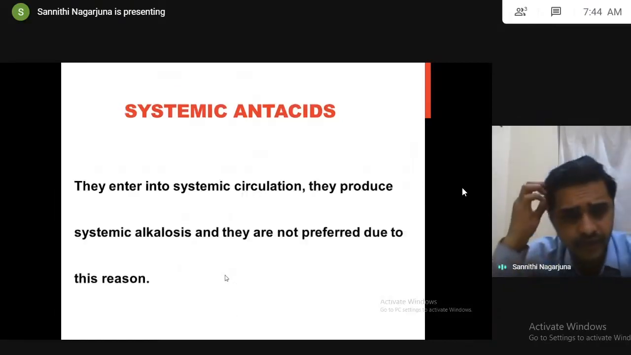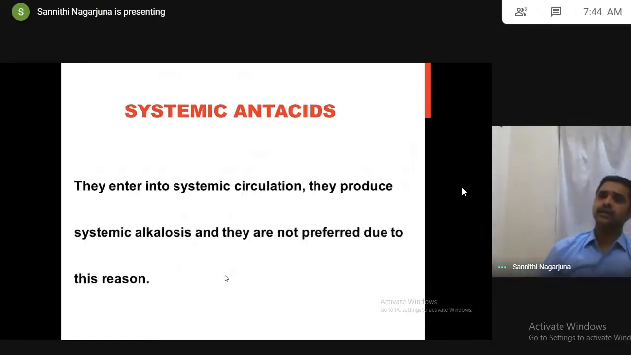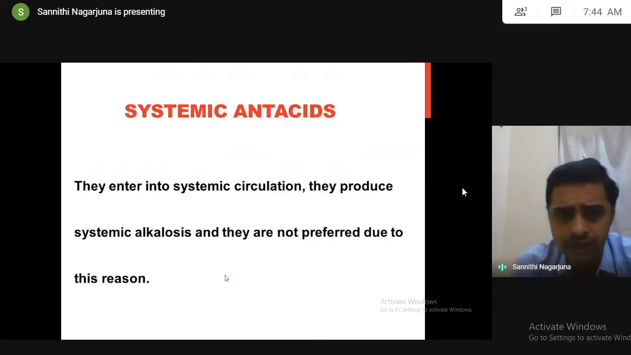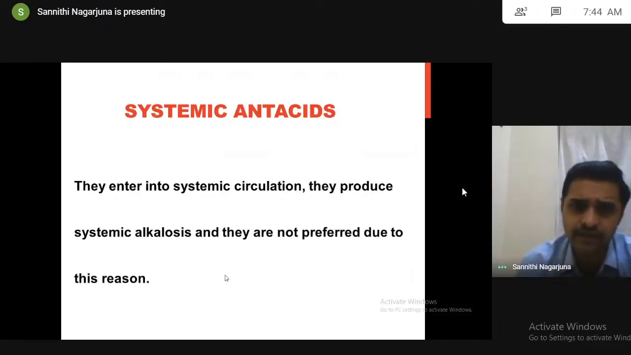But which are preferred, try to understand. Our requirement is what? To neutralize the acid in the stomach. For that, do you require absorption? I told you absorption means entry into systemic circulation takes place from the site of small intestine. But where we require action is in the stomach, to neutralize the acid. So we don't want systemic, we don't want absorption.